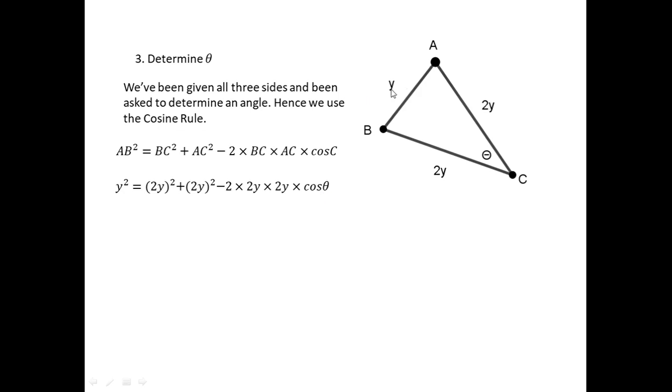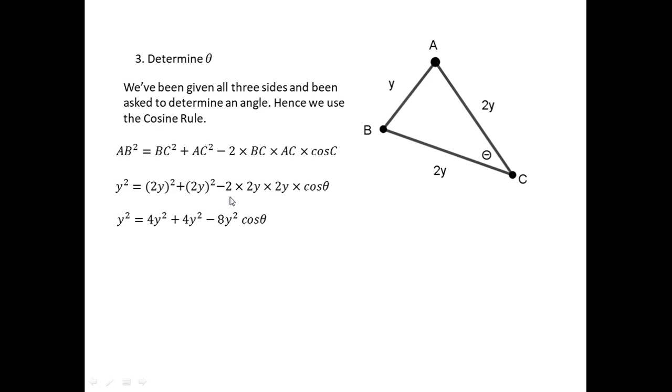So I just plug into my cosine rule the values that I know. I know that AB is y. I know that BC is 2y. I know that AC is 2y. There we have it. Now, I need to be a little bit careful. When I'm squaring 2y, I'm going to square the 2 and the y, not just the y. So 2y squared gives me 4y squared. And likewise, this 2y, when it gets squared, gives me 4y squared.